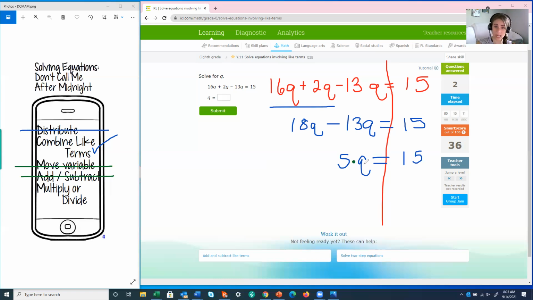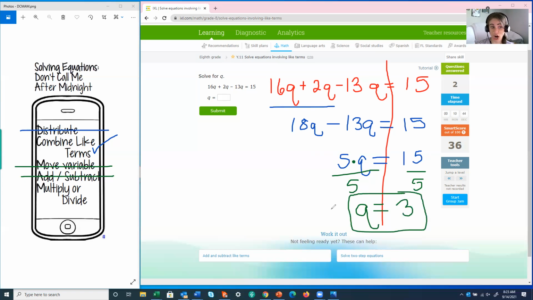Now that I'm trying to isolate that Q, now that I'm going to be crossing over to the other side of the equation, we need to do the inverse. We need to do the opposite. So the inverse, the opposite of multiplication is division. Divide both sides by 5. 5 divided by 5 is 1, so it cancels out and we're just left with a Q. 15 divided by 5 is 3. And there we go. Our steps are all finished. Our variable is isolated, so we're good to go.